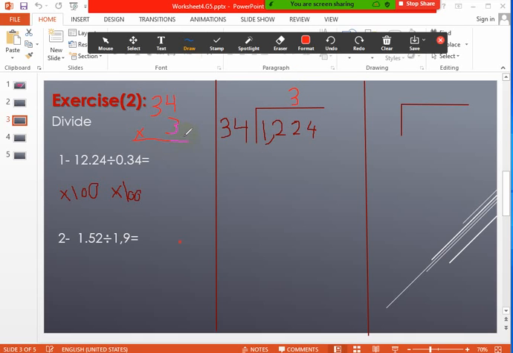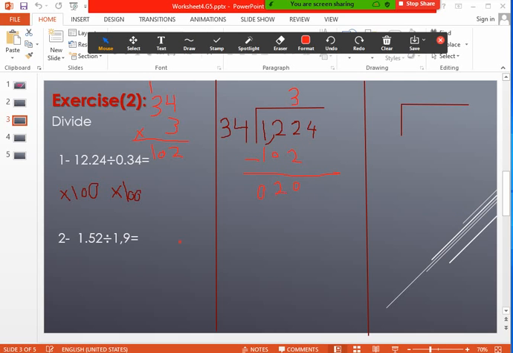Rasha? Yes, 3 multiply 4, 12. 3 multiply 3, 9 plus 1. It will be 10. So the number will be 102. Now if we subtract, 2 minus 2, 2 minus 0, 1 minus 1. Okay, thank you now, Rasha.